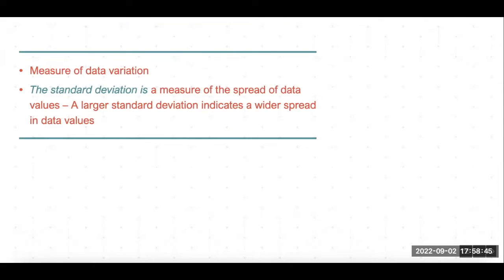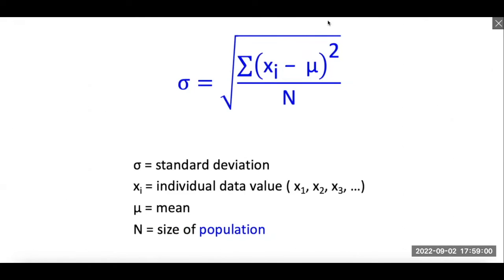Standard deviation, there's an equation for this. It's the measure of the spread of data values. A larger standard deviation indicates a wider spread in data values. So the equation is the square root of the sum of your data point minus the mean, so the average, so I'll say point minus average, squared, and you take all of that and divide it by n, the number of terms that you have.